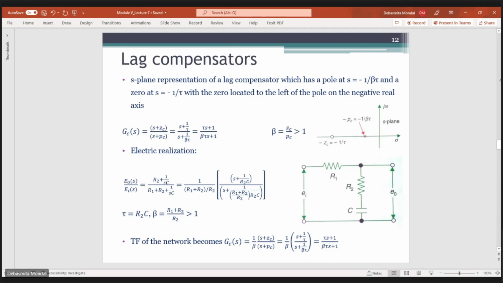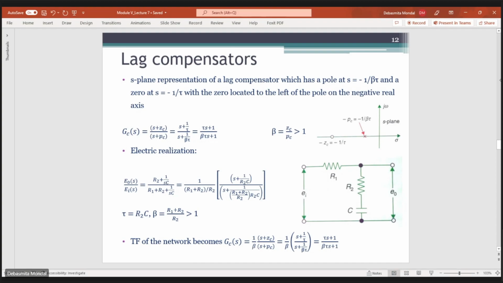So this is the electrical realization of the system. You have this R2 and C here, and across this R2 and C we are taking the output. If you find the transfer function, E0 by EI will be equal to R2 plus 1 by SC over the total. You can rearrange the terms and you will end up with an equation like this. If you consider tau equals R2 into C and beta equals (R1 plus R2) by R2, then beta is obviously greater than 1. Then the transfer function can be expressed in this form.